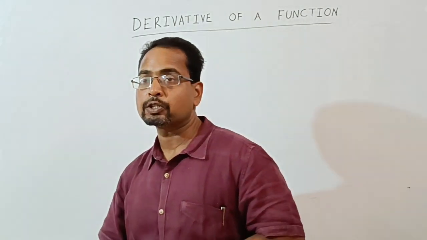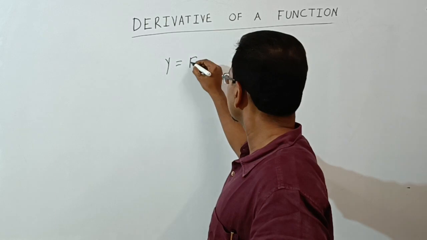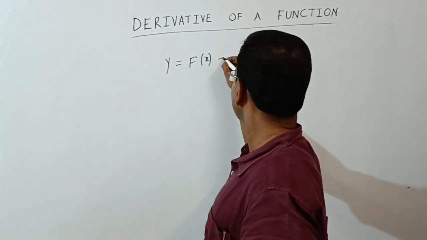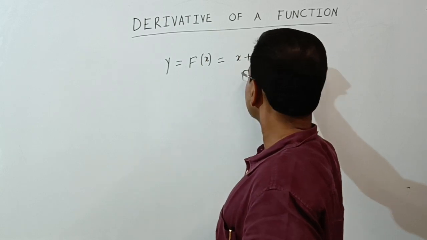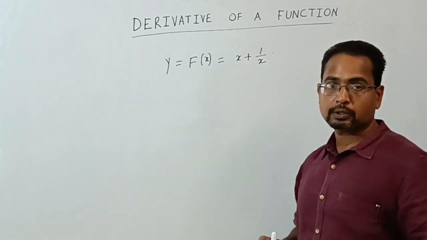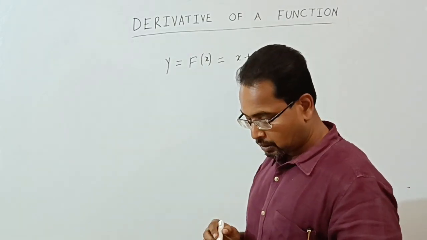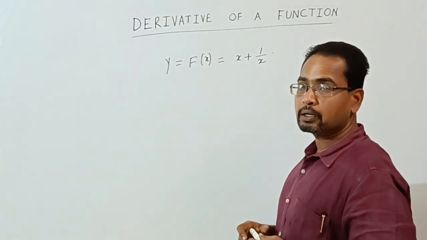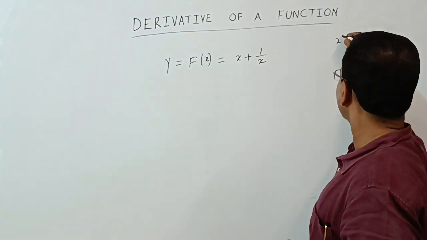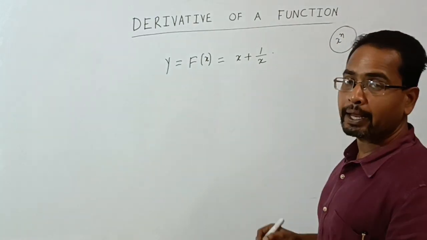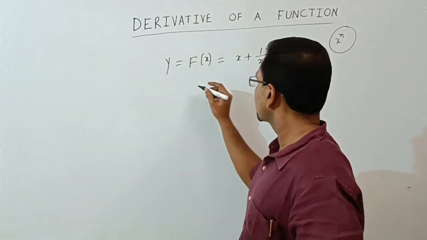Suppose you have a function y is equal to f(x) is equal to x plus 1 by x. How will we differentiate this? To differentiate this, first we will write it in the exponential form, in index form. Index form means we will write something in the form of x to the power of n. We have to write these in x to the power of n format, so let us first write it in that form.